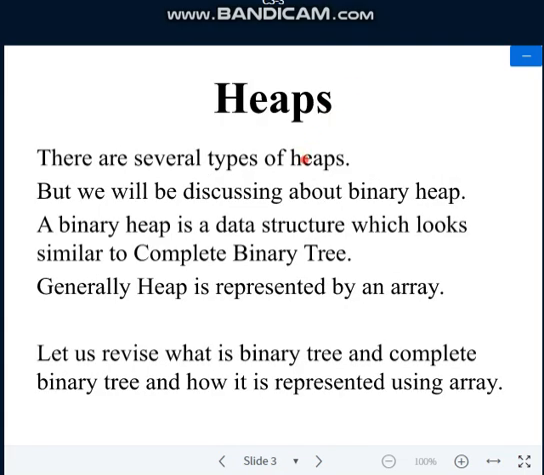See, look at this, heaps. So what are the different types of heap? There are different types of heaps. Here we will be discussing binary heap. So what do you mean by binary heap? Binary, you know about binary tree, right? So what is binary tree? Binary tree tells what is happening, guys.